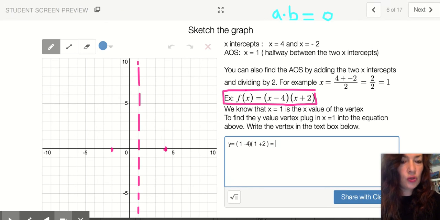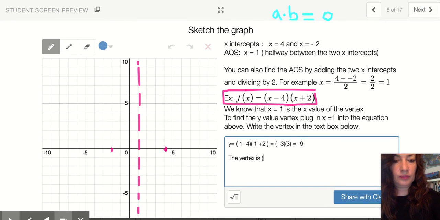Simplify that. What do we get as our y value, or that will be our y value for the vertex. So 1 minus 4 is -3 times 1 plus 2, that is +3. And -3 times 3 is -9. So the vertex is 1, comma, -9.